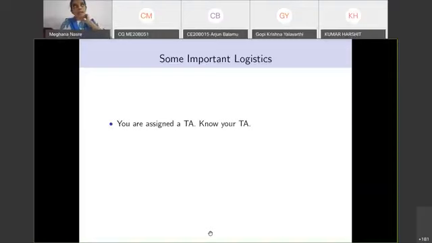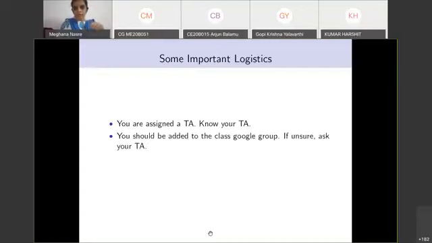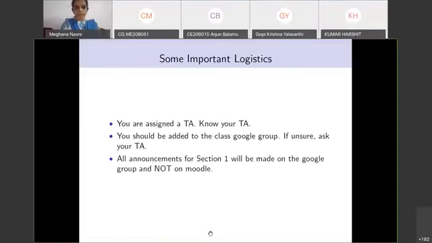Okay, so coming to the final part, some very important logistics about the course. You are assigned a TA. Your TA has already contacted you. Please know your TA well. If you have not been assigned a TA or you have not been in touch with the TA, please write to me. You should be added to the Google class group. If you haven't been added or if you did not receive the first class link, you should write to me or your TA. All announcements, as I mentioned, will be made on the Google Classroom group, not on Moodle. So please do not get confused if there are messages sent on the Moodle, but all the announcements will be done on the Google Classroom.